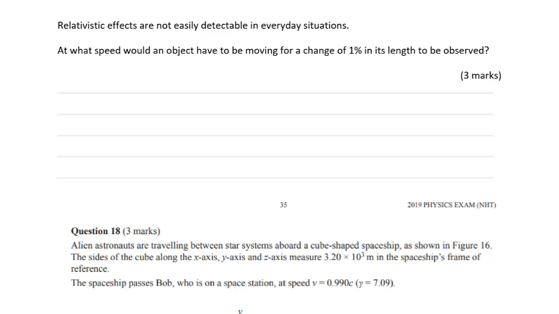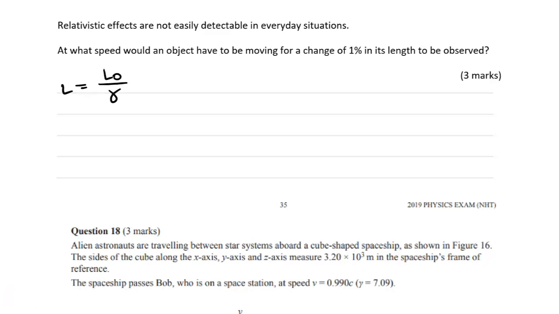I'm not actually sure where this is from. It says the relativistic effects are not easily detectable in everyday situations. At what speed would an object have to be moving for a change of 1% in its length to be observed? To begin to consider this question, let's look at the length contraction formula.